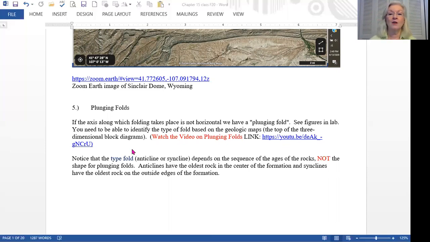When that happens, we have what's called a plunging fold. And there is a video on plunging folds, and you're best just to watch that, and then we'll talk about some drawings that show it.